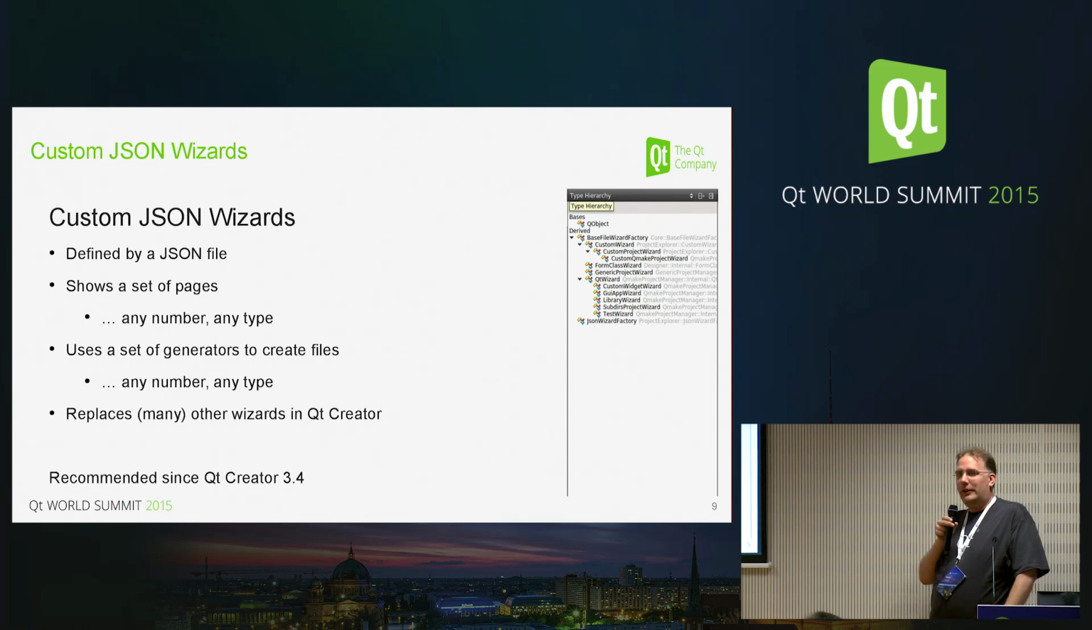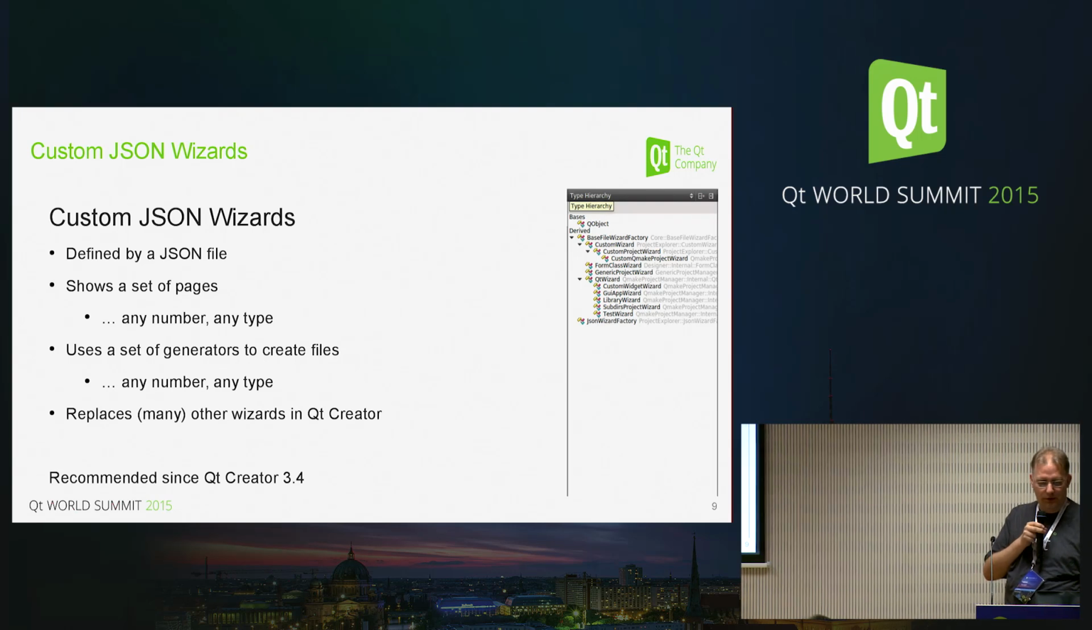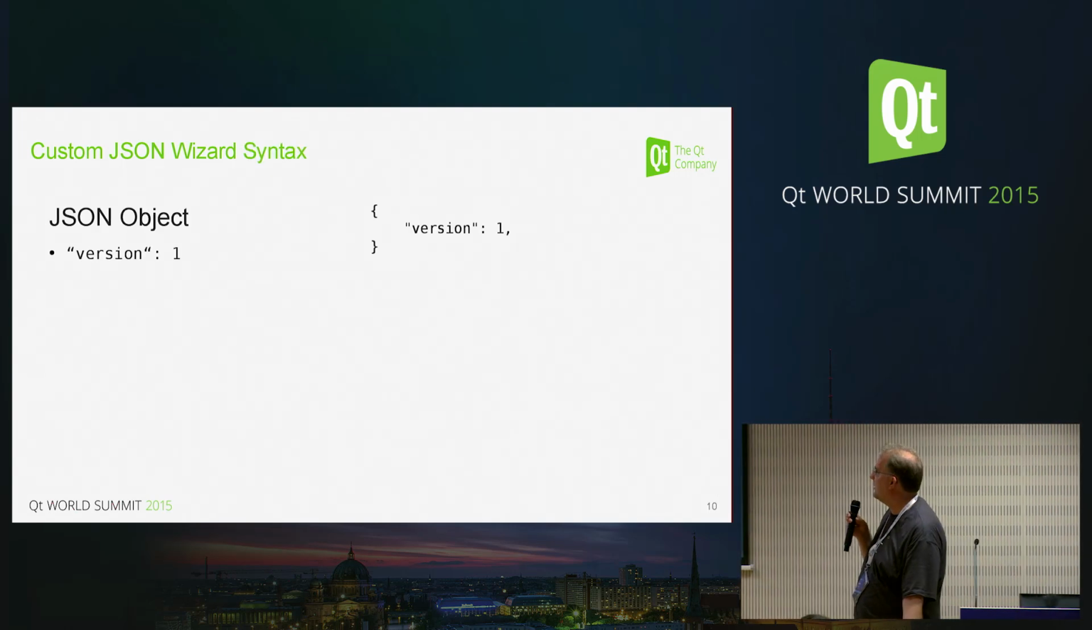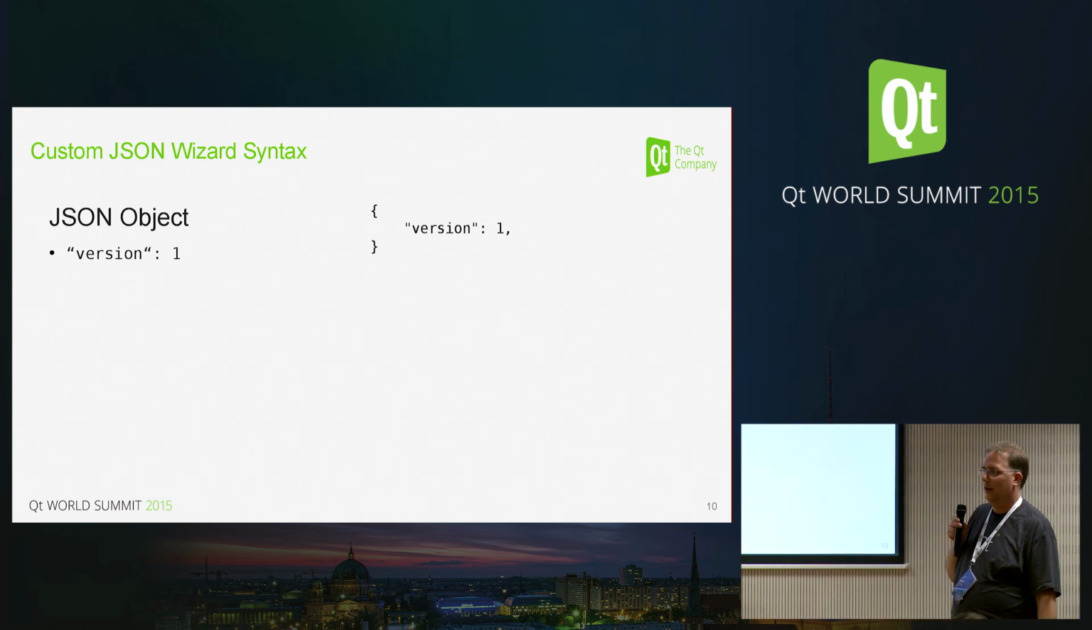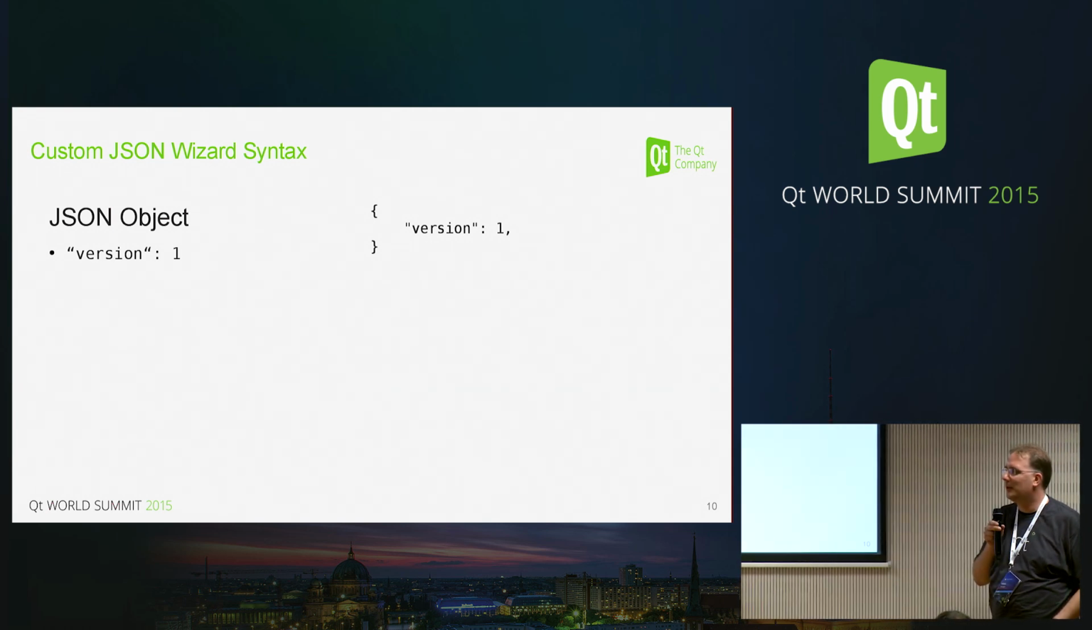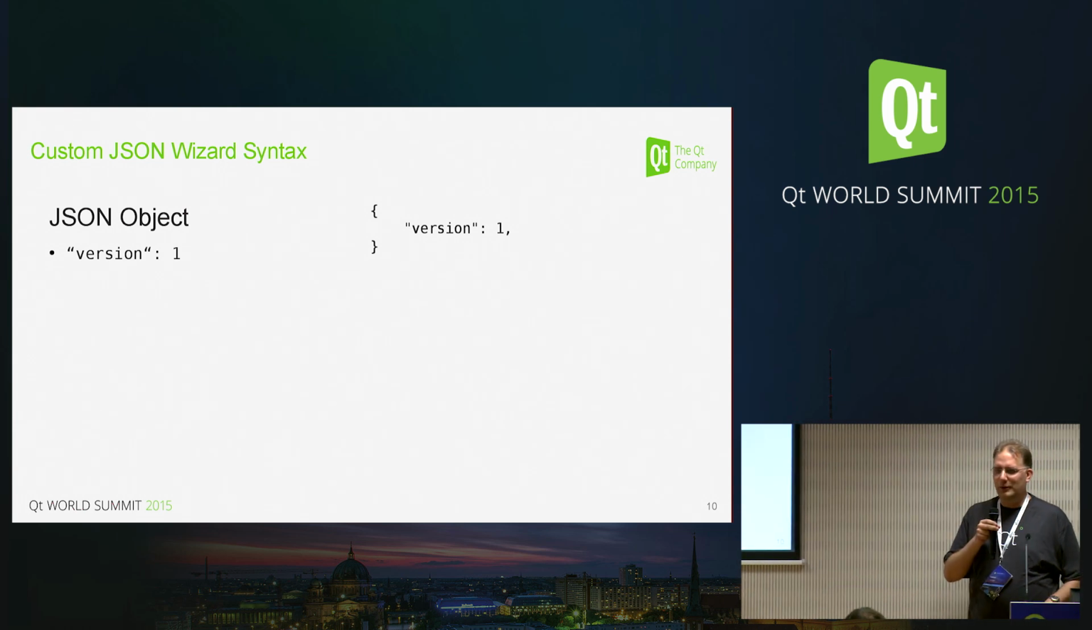So next, I wanted to show how that JSON file looks, so if you want to write a wizard, you at least know how to get started. And it's a really simple structure. So the first thing is a JSON object, just one JSON object, nothing else. And of course, it has a version number, because everything should have a version number, basically. At the moment, that's 1.